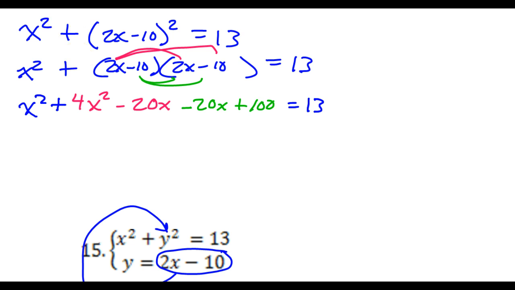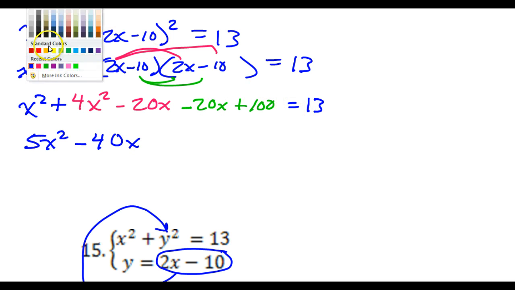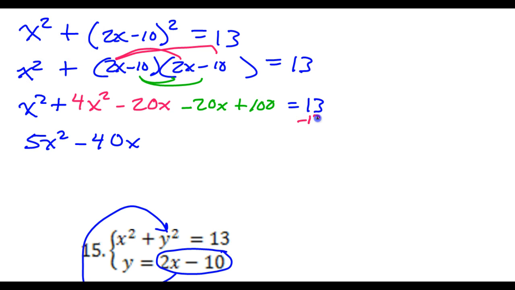So I'm going to combine my like terms. This is going to give me 5x squared. Putting these together, that's negative 40x. And then if I subtract 13 from both sides, that's going to be 87 is equal to 0. All right, so I'm going to use the quadratic formula to solve this.